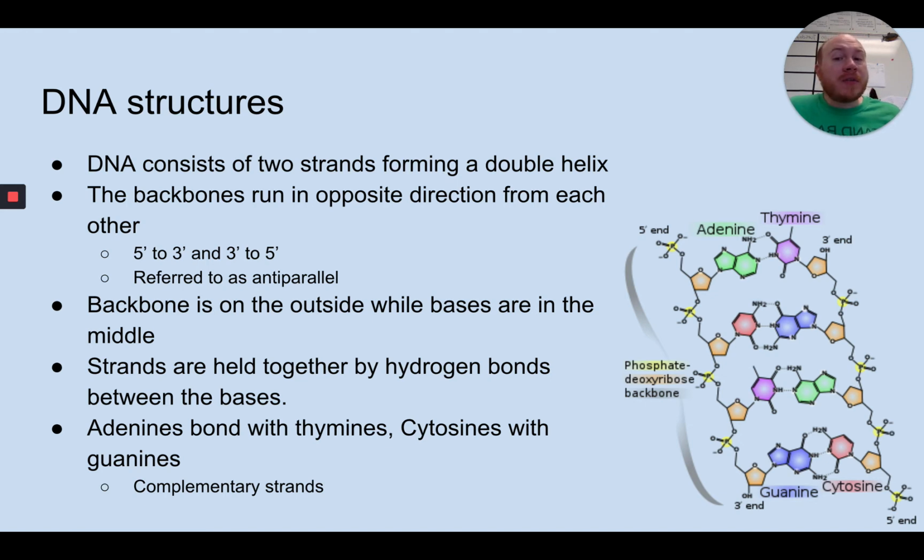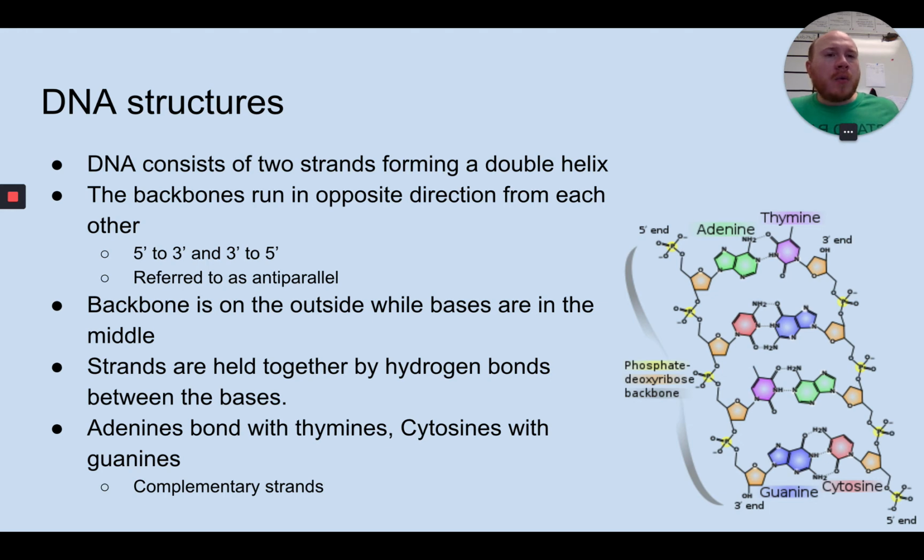And so depending on which way you're going, the DNA is read in opposite directions. The backbone is on the outside while the bases are kept on the inside of the DNA. And the strands are held together by hydrogen bonds between the bases. If you pay attention to what I'm talking about, A's and T's go together and they form 2 hydrogen bonds, and C's and G's go together and they form 3 hydrogen bonds. And these bonds help hold the DNA structure together.